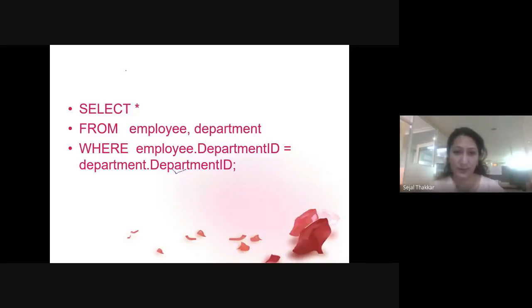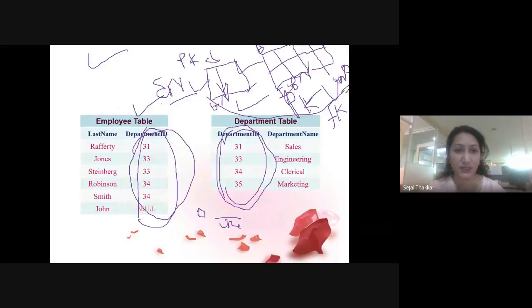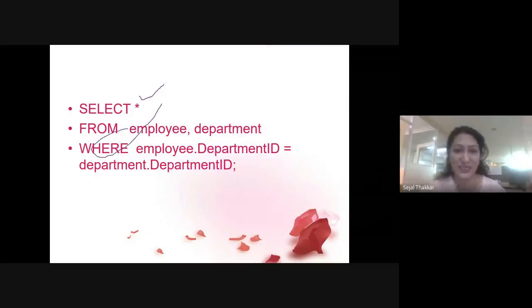Okay, so select star from employee, comma, department. This star means it is going to select all the columns. If I have given select employee last name, then it is going to select only last name. Last name, comma, department name, then it is going to select only these two columns. But star means it is going to select everything.